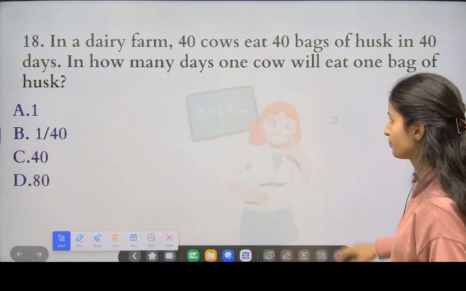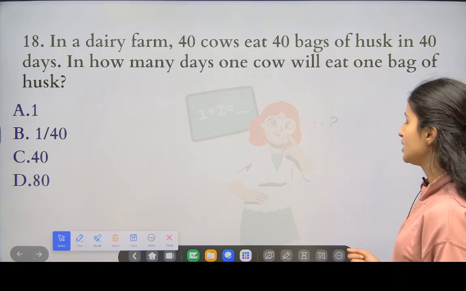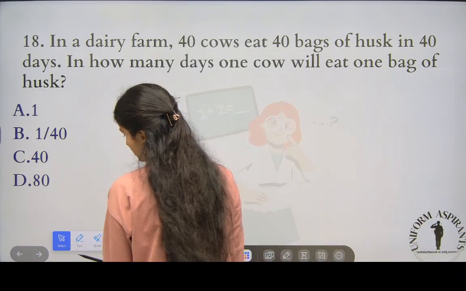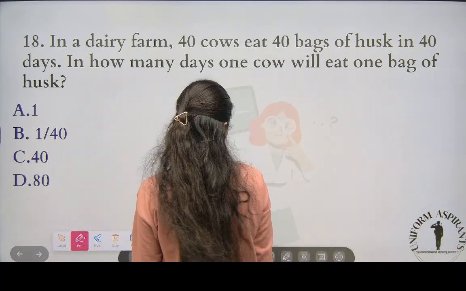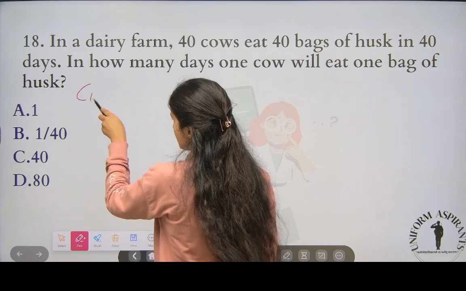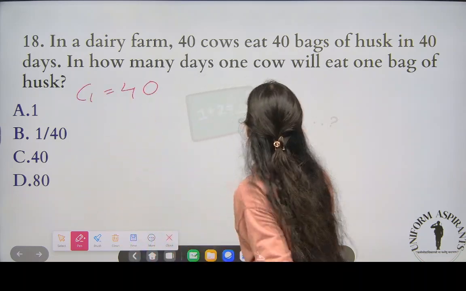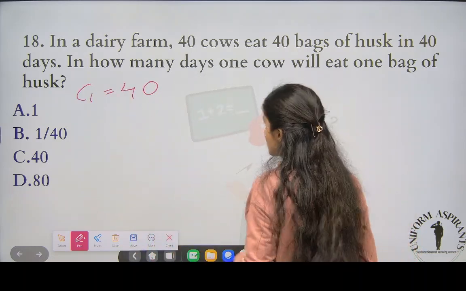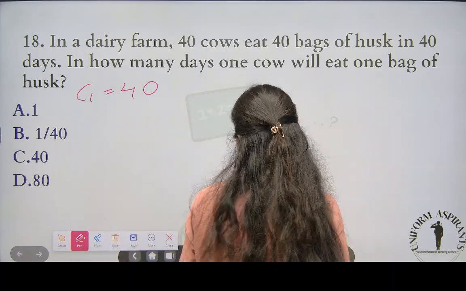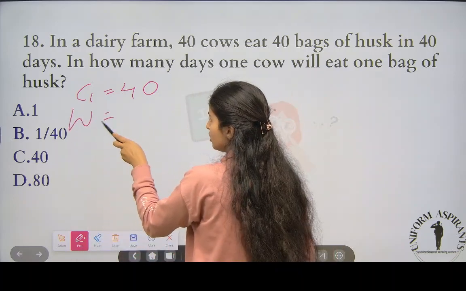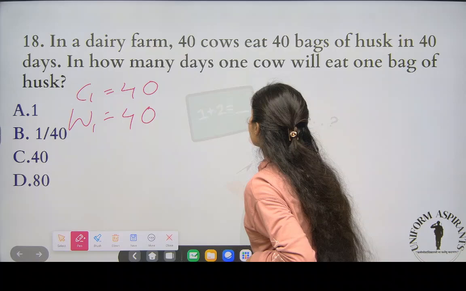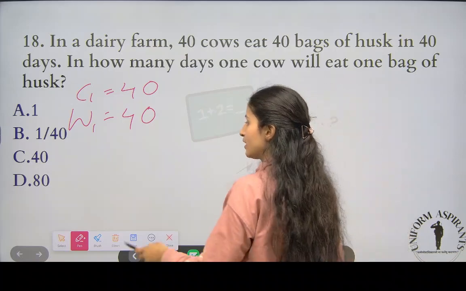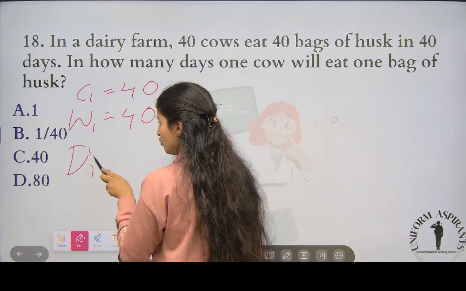Okay, see, check this now. In a dairy farm, 40 cows. How many cows are there? 40 cows. Okay, they eat 40 bags of husk. Eating 40 bags of husk means, for example, that is the work they are doing. 40 bags of husk they are eating in 40 days.